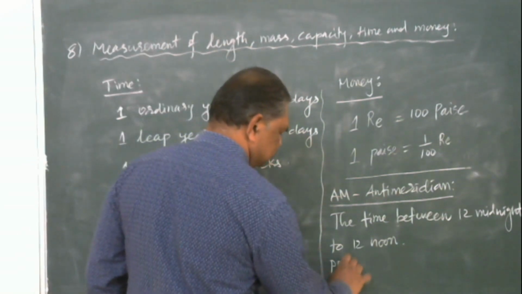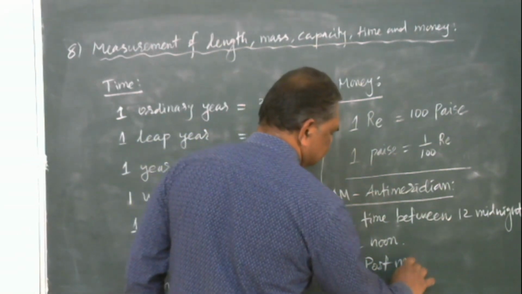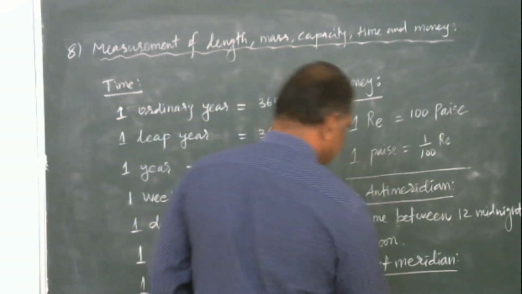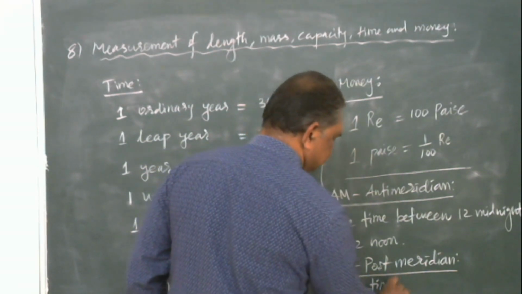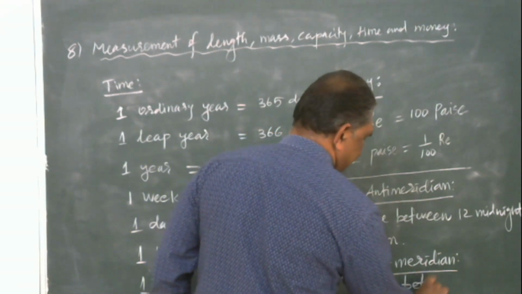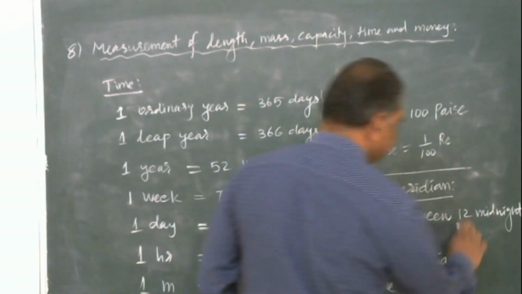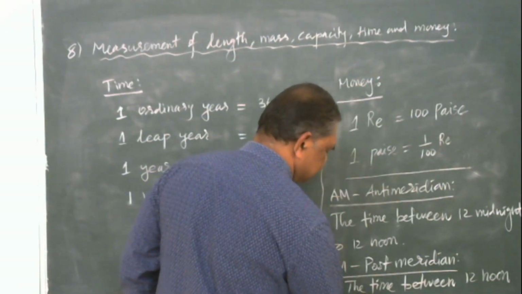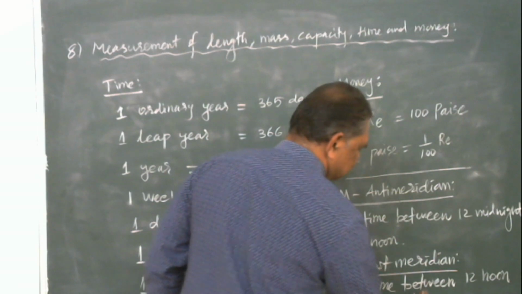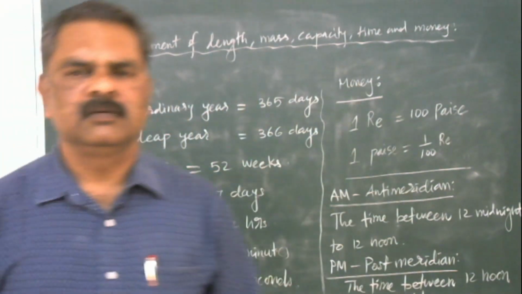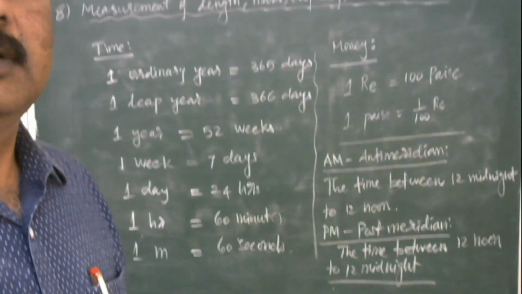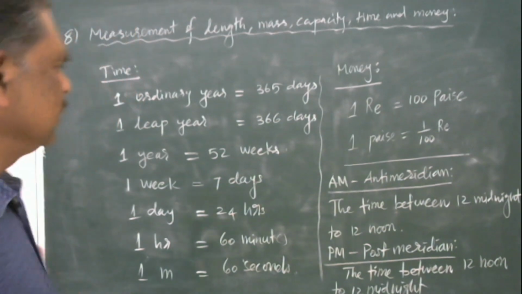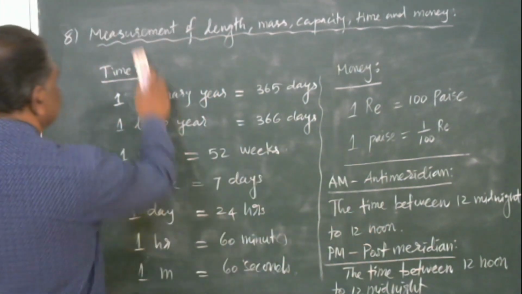PM, post-meridian. The time between 12 noon to 12 midnight. The time between 12 noon to 12 midnight. Clear? 12 noon to 12 midnight is PM, and 12 midnight to 12 noon is AM.